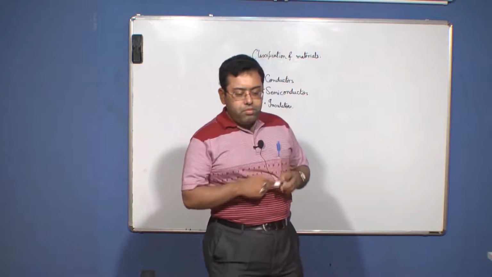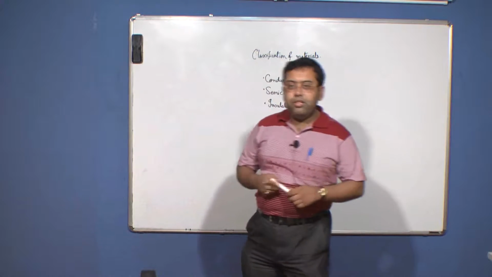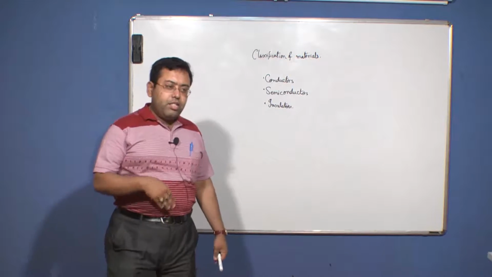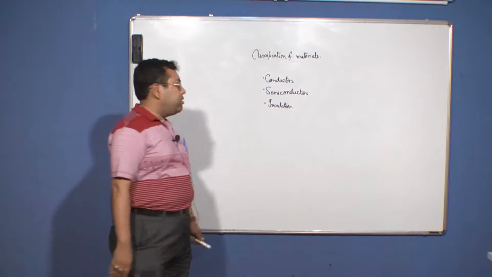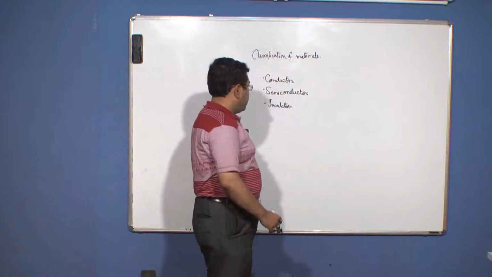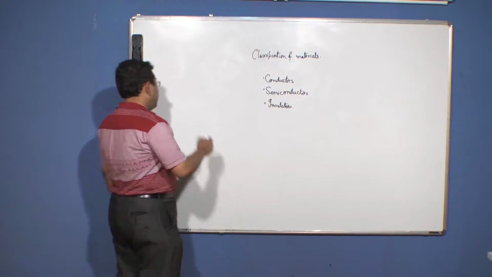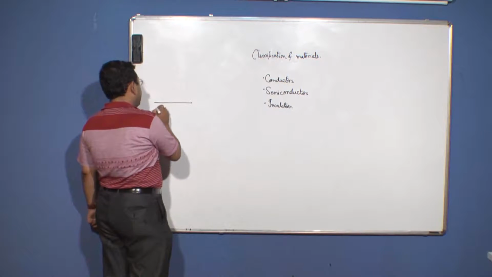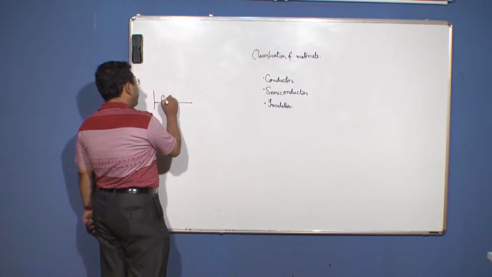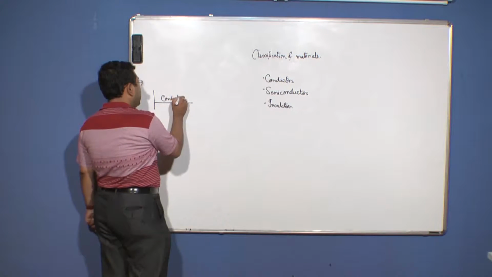Now, the type of material in which conductivity is the most and at any temperature you will find free electrons is called a conductor. If you see the energy band diagram, you will see that there is an overlap of the valence band and conduction band.